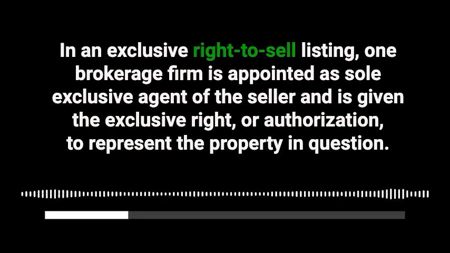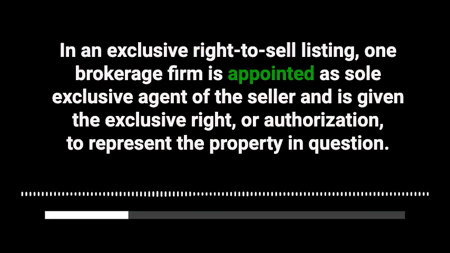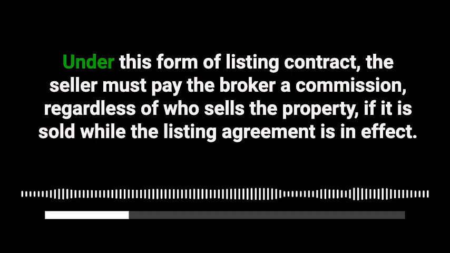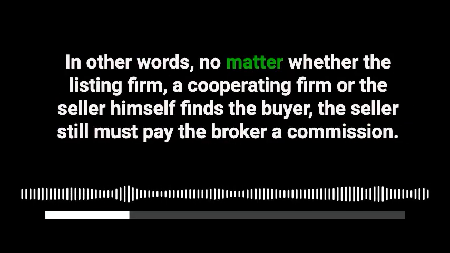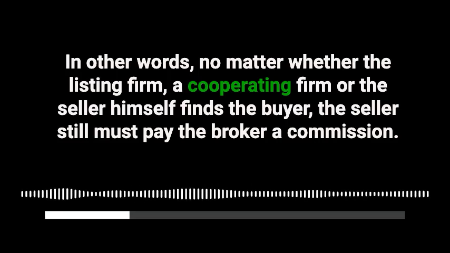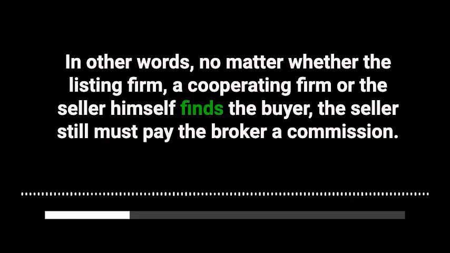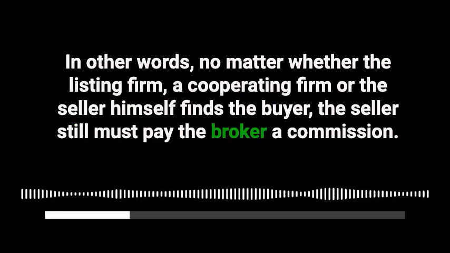Exclusive right to sell listing. In an exclusive right to sell listing, one brokerage firm is appointed as sole exclusive agent of the seller and is given the exclusive right or authorization to represent the property in question. Under this form of listing contract, the seller must pay the broker a commission, regardless of who sells the property, if it is sold while the listing agreement is in effect. In other words, no matter whether the listing firm, a cooperating firm, or the seller himself finds the buyer, the seller still must pay the broker a commission.